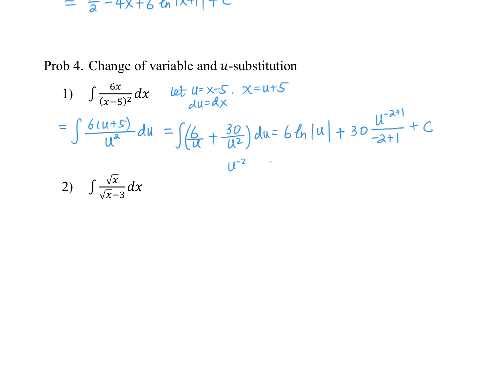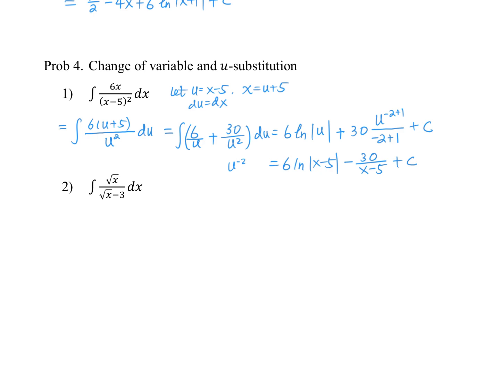So now, finally, this is equal to 6 times natural log of the absolute value of u, where u is x minus 5. And here this is negative 1, so that will become negative 30. And this is u to the negative 1, which means 1 over u. So therefore, this is going to be negative 30 over u, where u is x minus 5. So therefore, this is the answer for the first one.